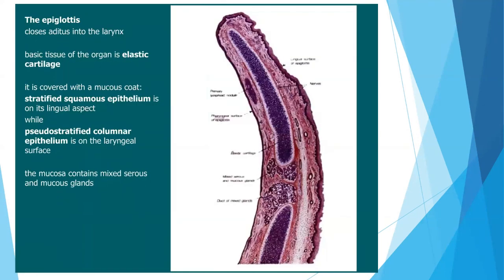The epiglottis closes the aditus into the larynx. Its basic tissue is elastic cartilage. So the dense elastic cartilage is the epiglottis, and it is covered by stratified squamous epithelium on its lingual aspect, while pseudostratified columnar epithelium is on the laryngeal surface.